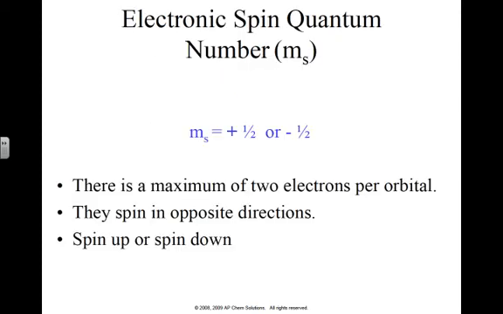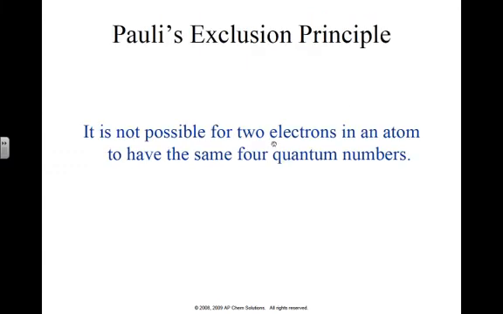Don't forget, electron spin is when one of the electrons is spinning clockwise, the other one's going to be spinning counterclockwise. So we're going to give it a positive 1/2 for clockwise and a negative 1/2 for counterclockwise. We're going to practice this in class. Finally, the Pauli exclusion principle says it is not possible for 2 electrons in an atom to have the same 4 quantum numbers.